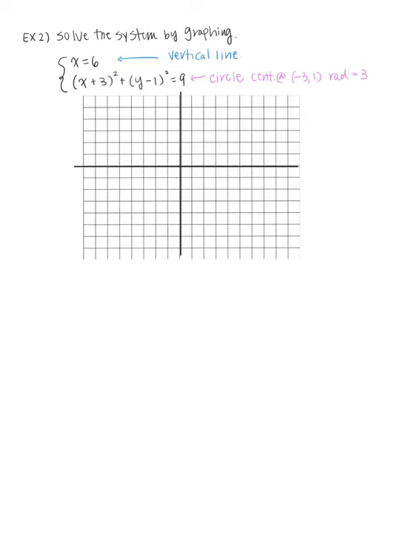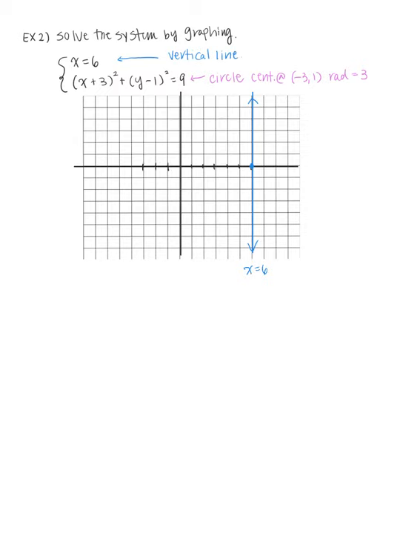All right, so let's go with the first one, x equals 6. That's a vertical line crossing at x equals 6. So let me go with 1, 2, 3, 4, 5, 6. All right, so you're going to have to draw a vertical line involving this point. So here it is. So our graph is not y equals, it's x equals 6. All right, now let's draw the circle. Centered at negative 3, 1, so x is negative 3.